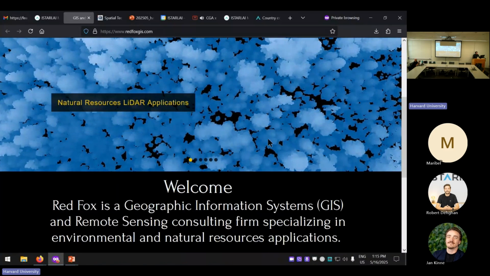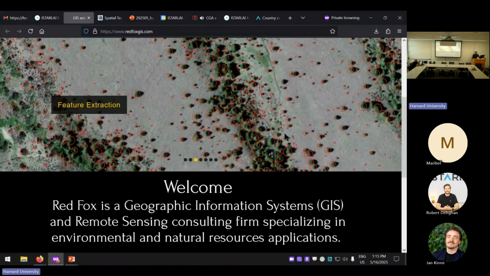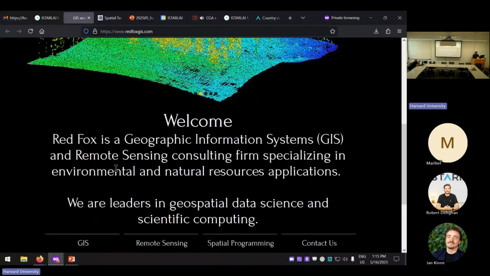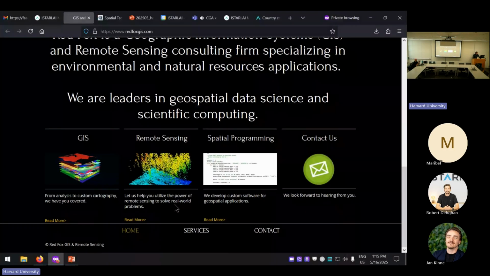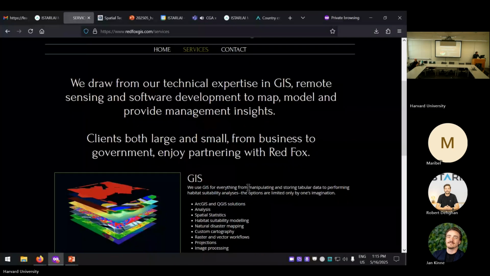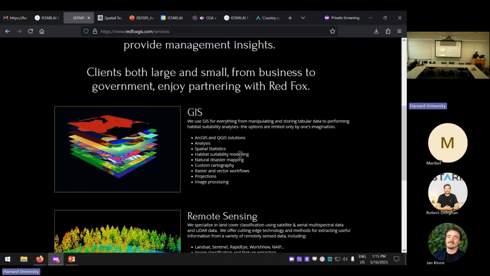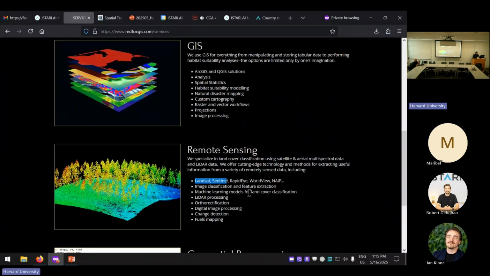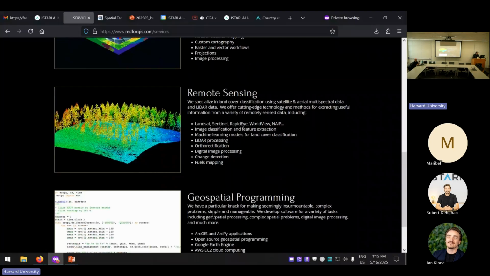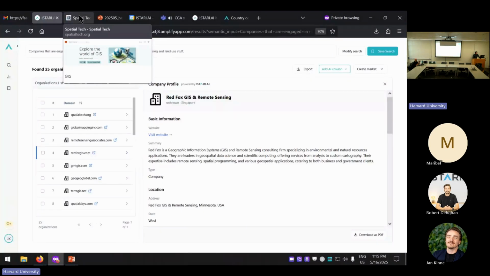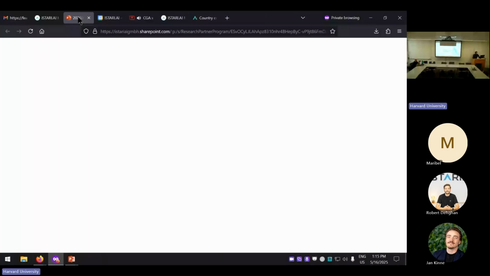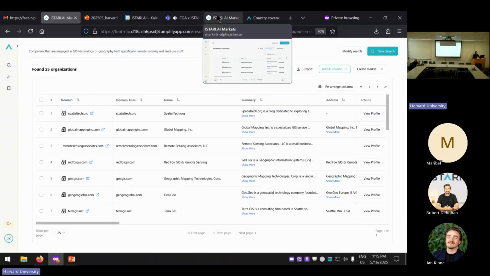This is exactly what we searched for, right? We typed in, we want to find companies that offer GIS or remote sensing stuff, specifically with land coverage. And I think this is also exactly what they offer here, right? If we click that, remote sensing. Yeah, so they do habitat sustainability modeling, they do Landsat, Sentinel. So it's exactly what we were looking for. And there was no need for me to enter any keywords. I was just describing the company I was looking for.